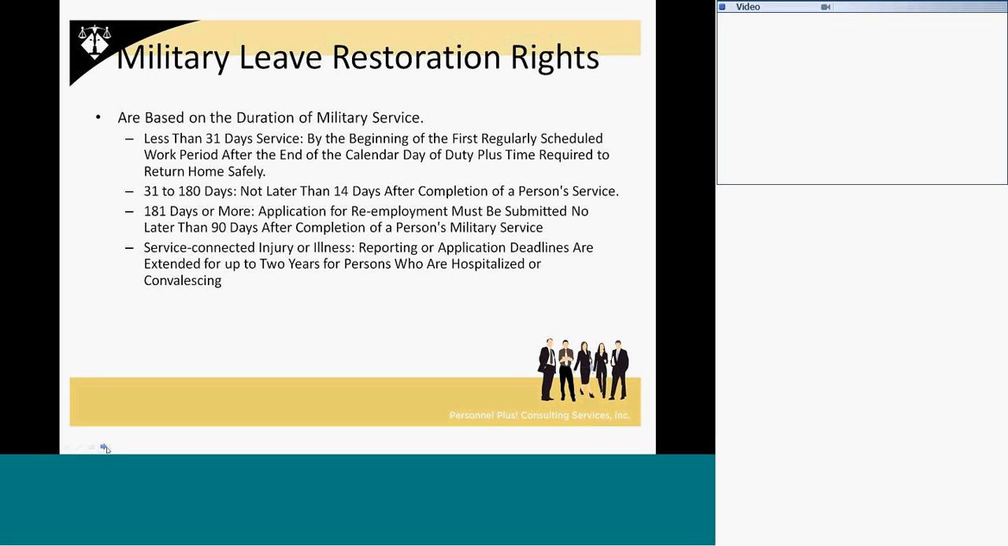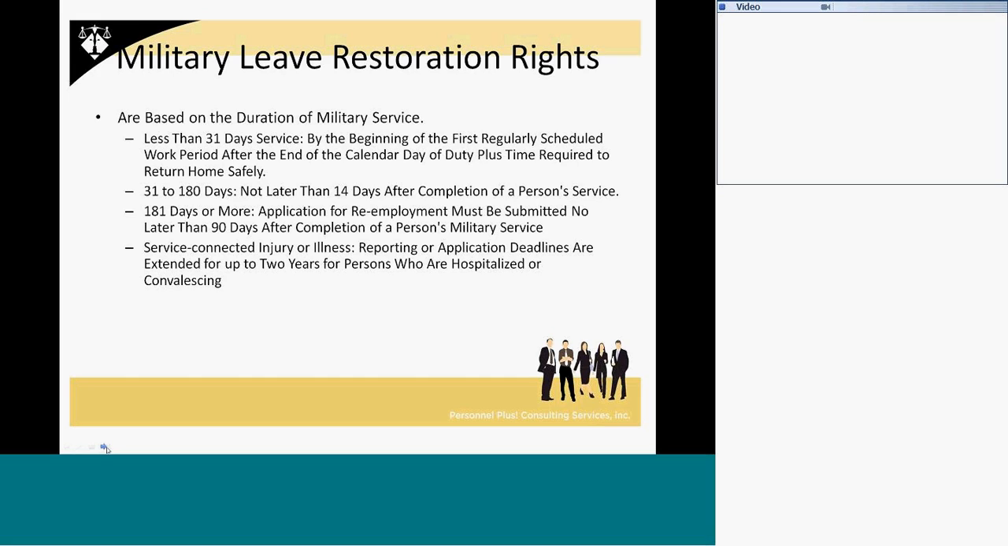The law protects both short-term leaves, like is typical of people in the reserves or the guard. So people who are gone for less than 31 days, like weekend drill because they're in the Air Guard, or summer cruises because they're in the Navy Reserve, simply report back to work after the completion of military duty, plus travel time, plus 8 hours of rest, and they have to be put back to work right away.